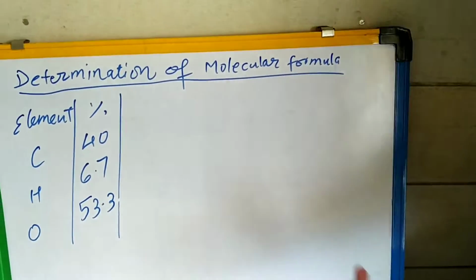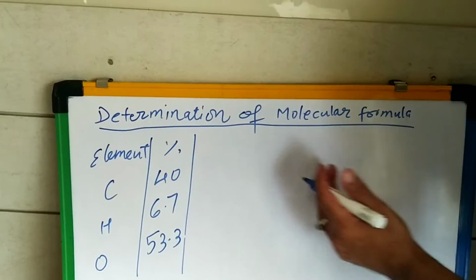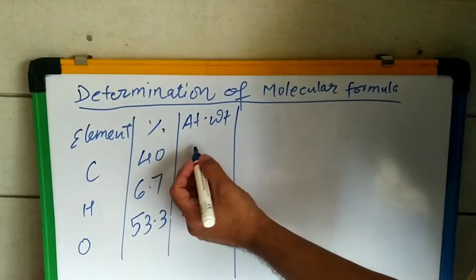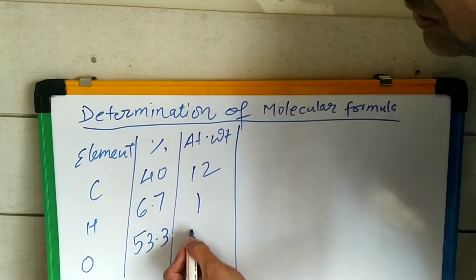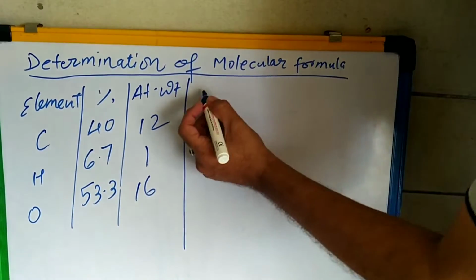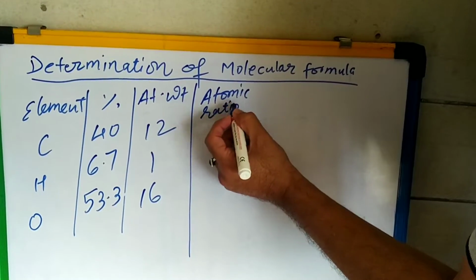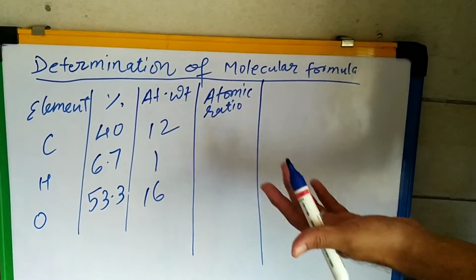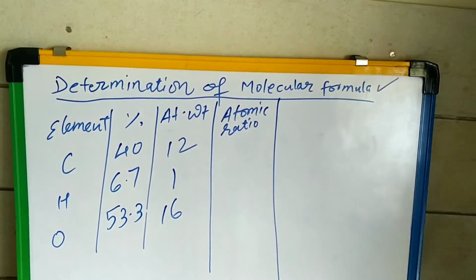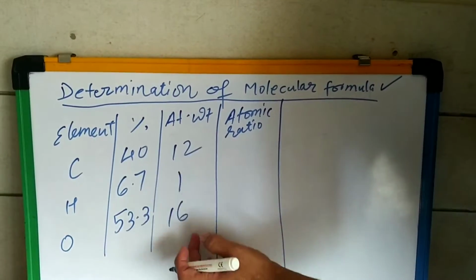Remember, already I told you the total of this percentage must be 100, right? Now the first step in this question, remember, you have to start from here. So write here atomic weight of each element. Like carbon weight is 12, hydrogen is 1, oxygen is 16. Now the step 2, you have to find the atomic ratio, right? As I told you, we are finding first the empirical formula and then we will find the molecular formula. So atomic ratio: divide all these percentages by their atomic weights.